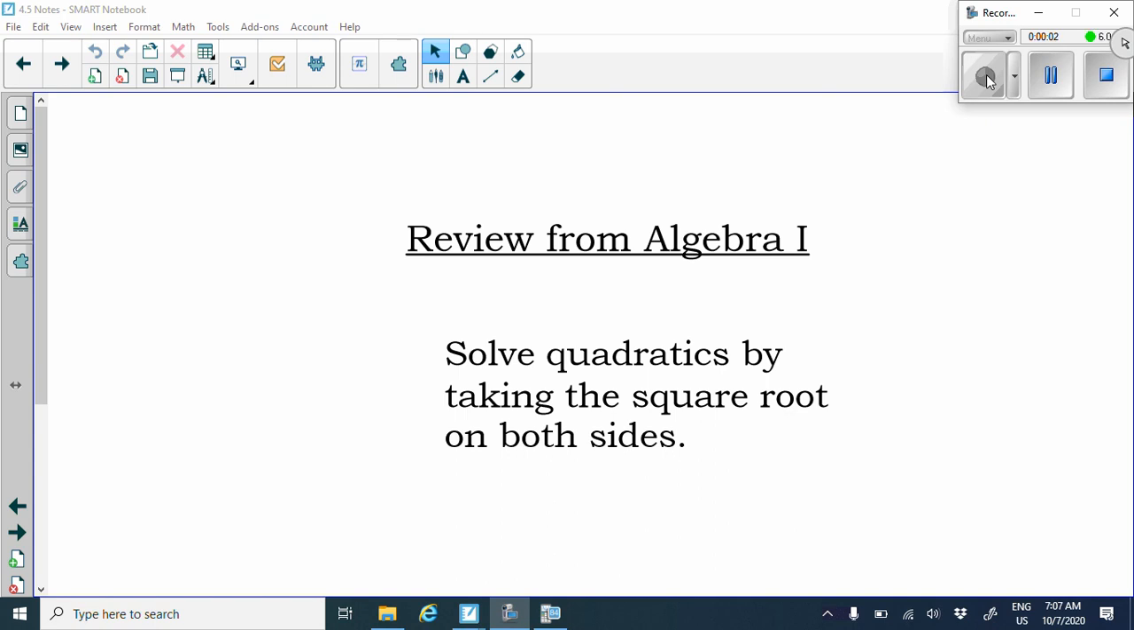Hey guys, so here are the notes for 4.5. We are once again going to solve quadratics, but this time we're going to do it by taking the square root on both sides, or solving quadratics using square roots.